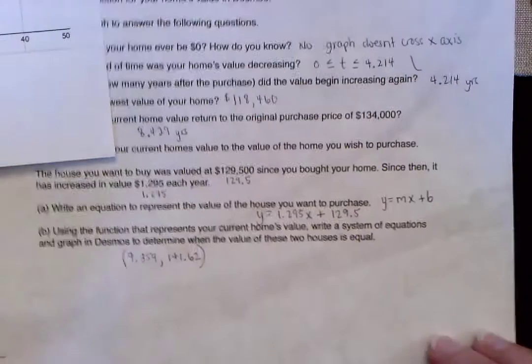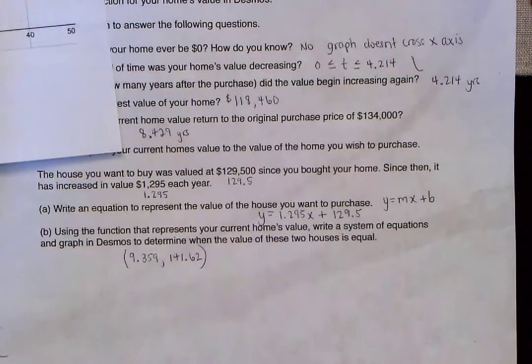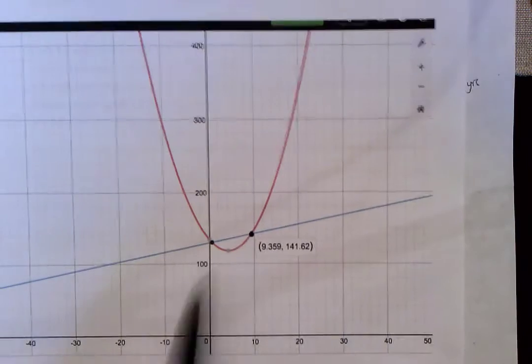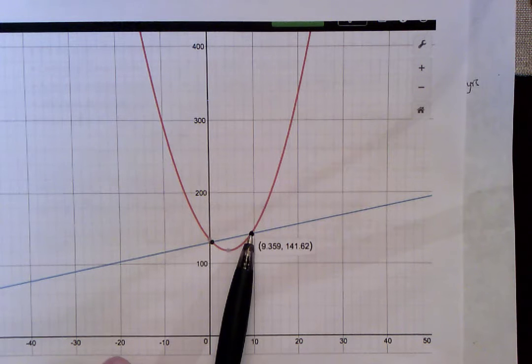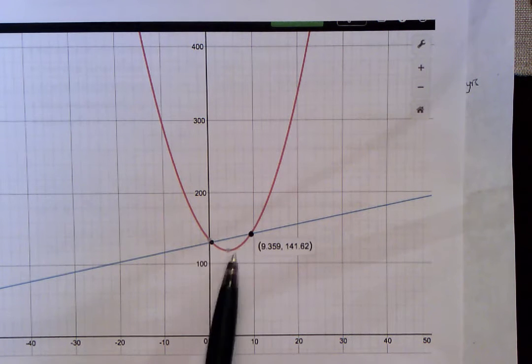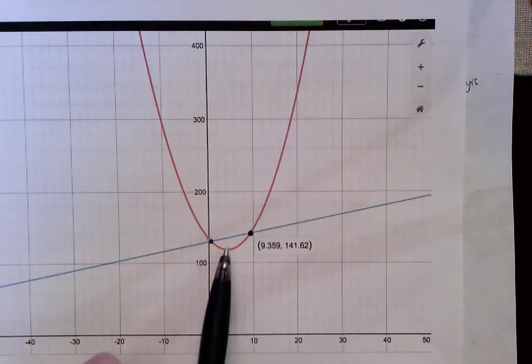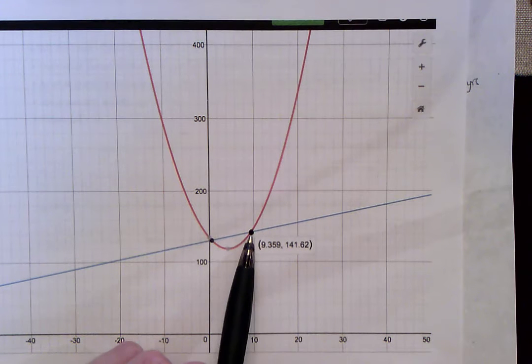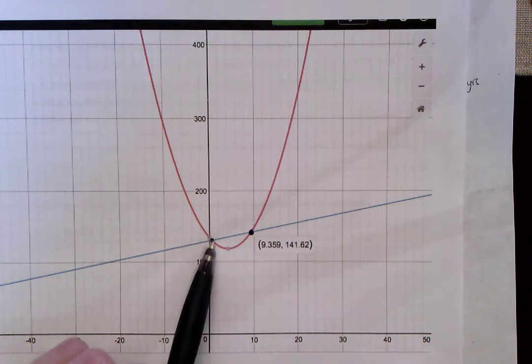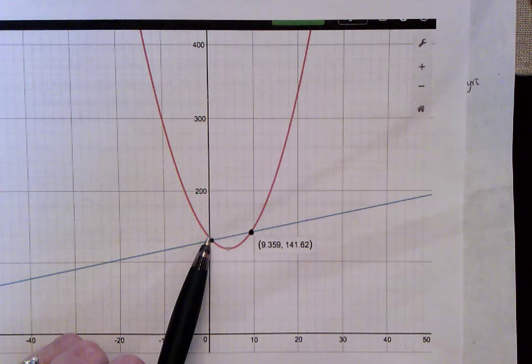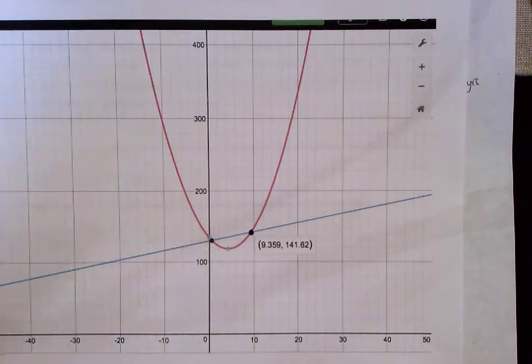And that's later on, after the value of your home starts to increase again. If that's the true trend, then the value of your home will be increasing again, and then they'll be equal again. But initially, when your home value is decreasing at the very beginning, they actually collide at the same time too.